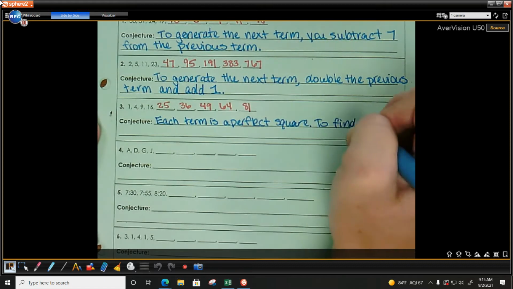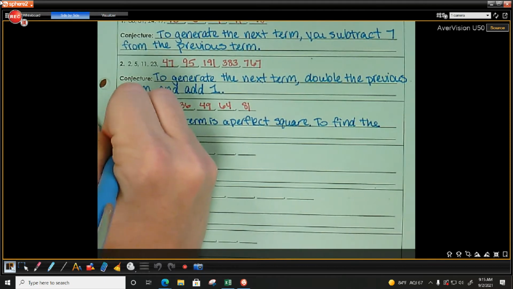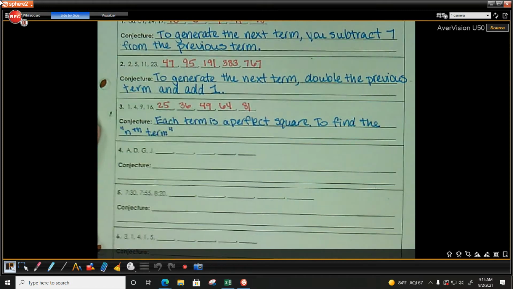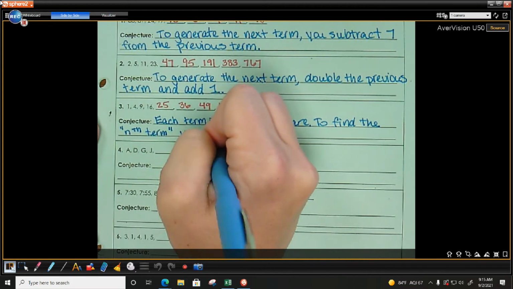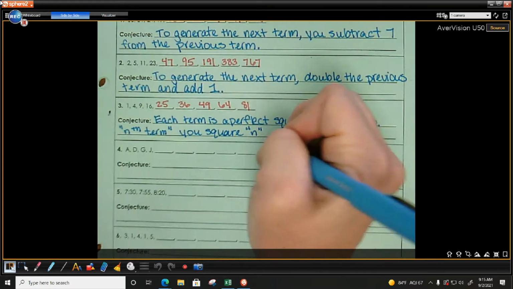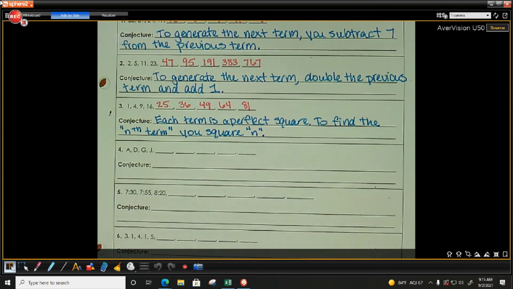To find the nth term, you square n. So to find the 15th term in your sequence, you would do 15 squared. So they're not always going to be adding or subtracting a value from one term to the next. Okay? And do patterns always have to be numbers?